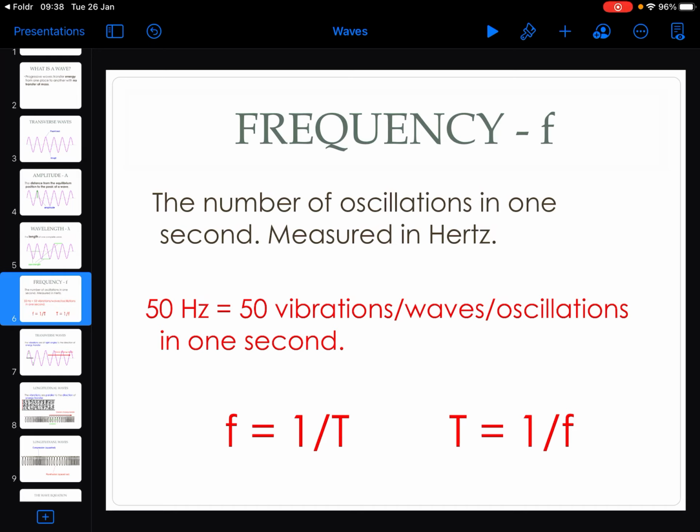An equation that people seem to forget all the time, because it's just not complicated enough for them to remember it. Frequency is 1 divided by time period, and time period is 1 divided by frequency. Very handy.